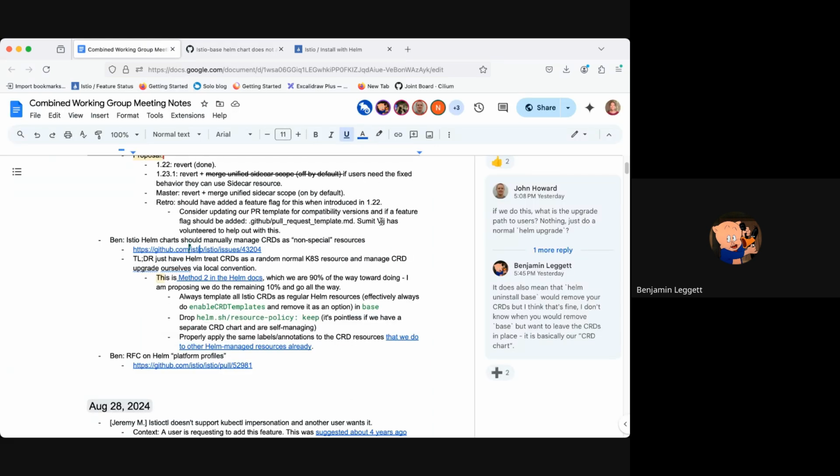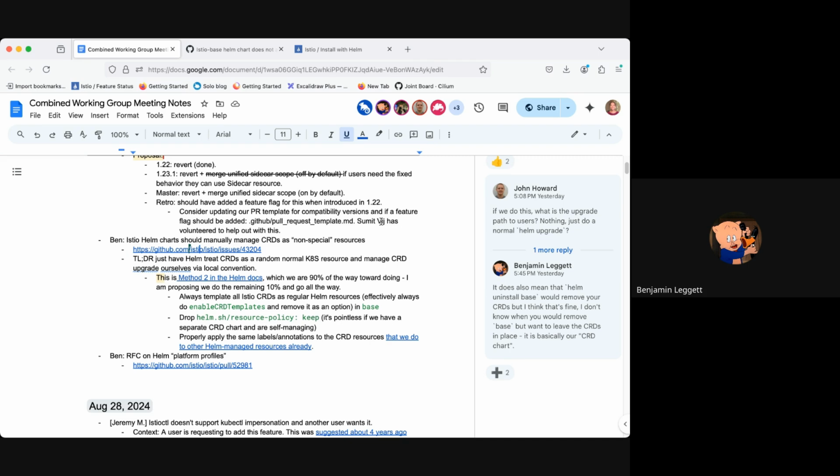I think that's fine. And then there's some stuff to add the right labels to the CRDs so that they're properly managed. But basically, this is just making Helm ignore them as special things and treat them like any other resource. And then we basically take on ourselves the responsibility for managing the upgrades if there is such a thing to manage. Thoughts on this?